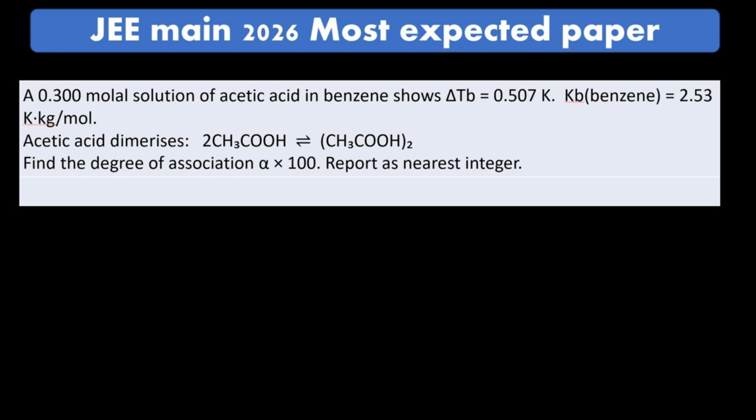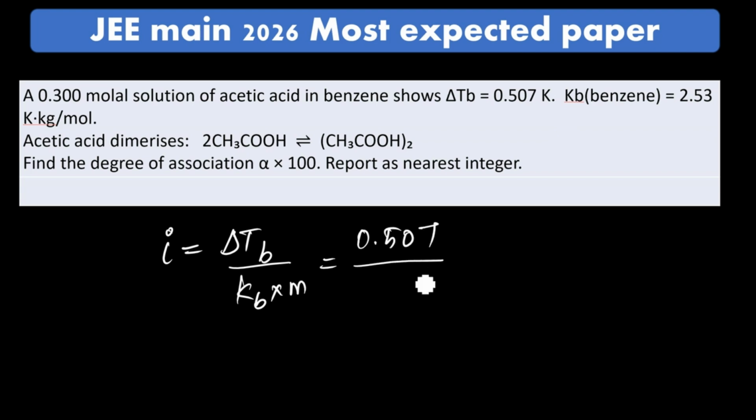Then a 0.3 molar solution of acetic acid in benzene shows a delta TB value this much, and the Kb value is given. What is the degree of association? First of all, you can calculate the i value: we know that delta TB is equal to i Kb m. So i is equal to delta TB by Kb into m, right? Delta TB is given as 0.507, Kb value is 2.53, and it is a 0.3 molar solution. So that will give you the i value as 0.66.